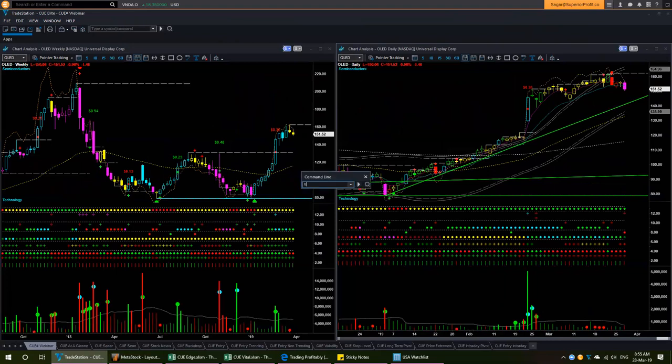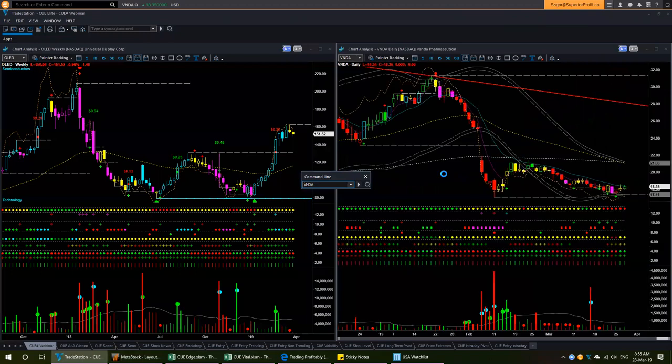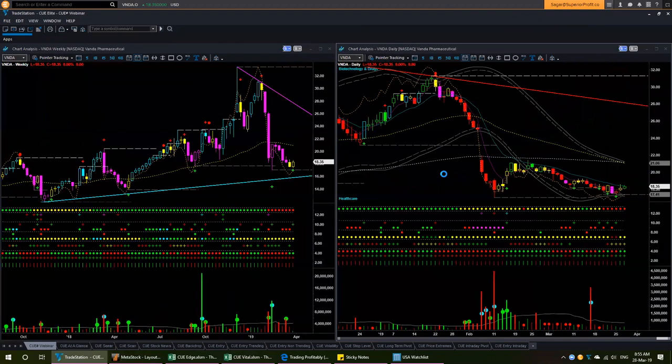And then VNDA is exactly opposite. I am buying it at the very bottom on technical charts. And fundamentally, it is a value stock with positive and increasing earnings growth. Mirror image of each other.